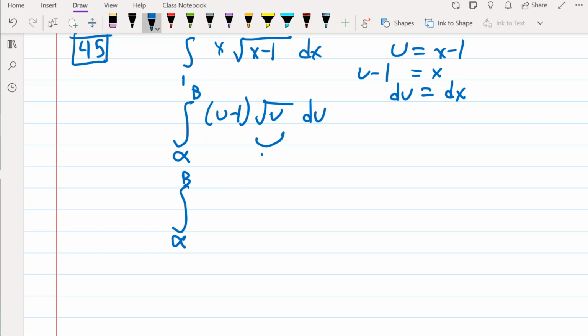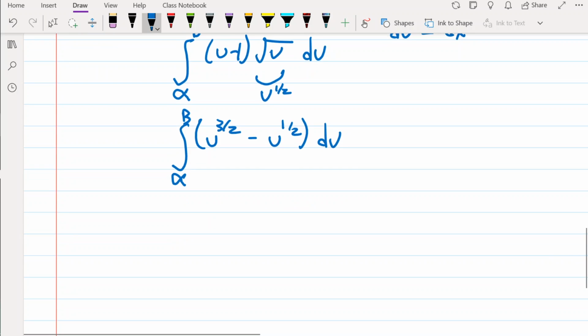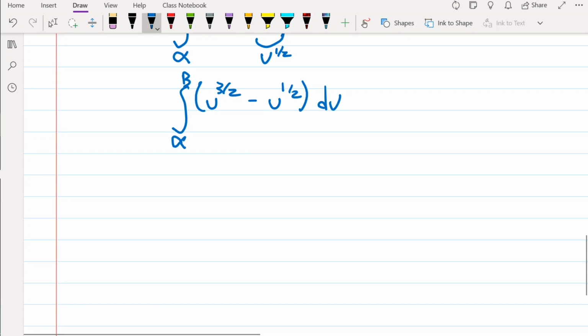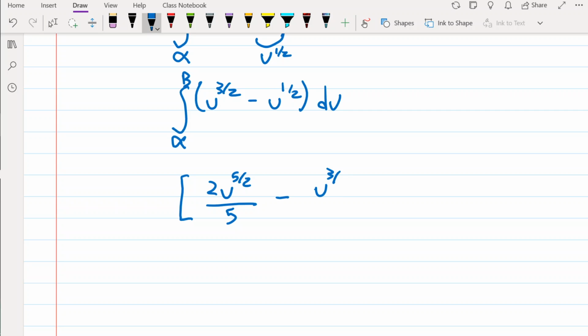Remember, this is u to the 1/2. So this will be u to the 3 over 2 minus u to the 1/2, all times du. From here, we can integrate. So we're going to get u to the 5 over 2 times 2 over 5 minus u to the 3 over 2. And then you just take the top term right there, put it underneath, and bring the other term out front.